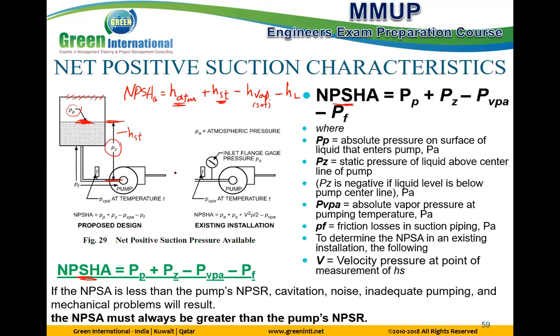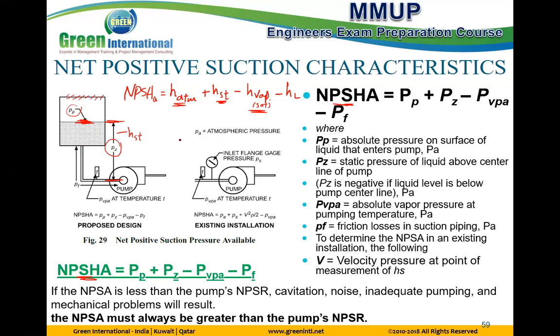This is measured directly from the problem. I will show you one problem, but in the exam I think it should be measured directly, calculated directly by geometrical measurement here. Okay. Third one, H vapor or H saturation. This is normally given in the exam.